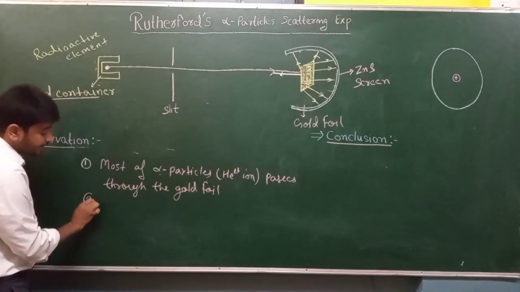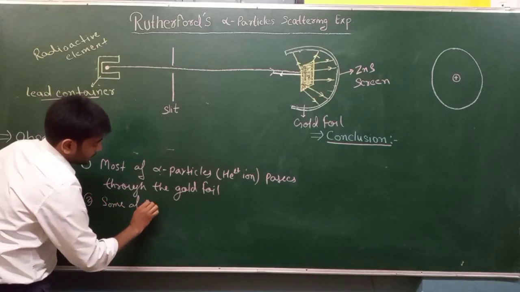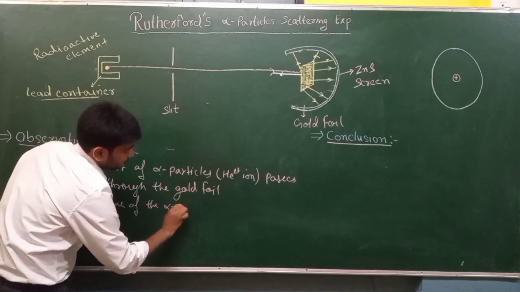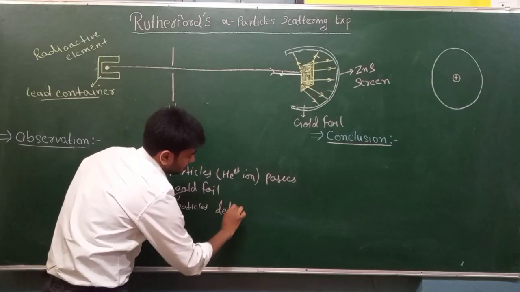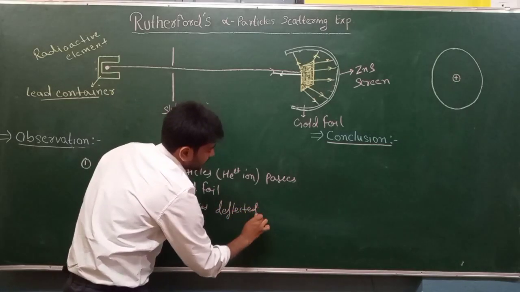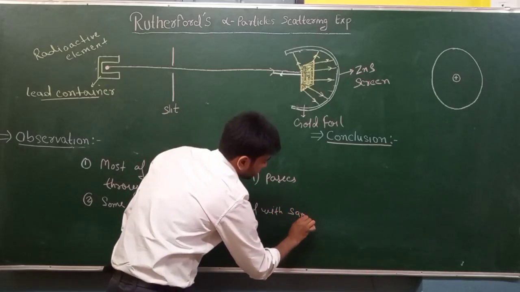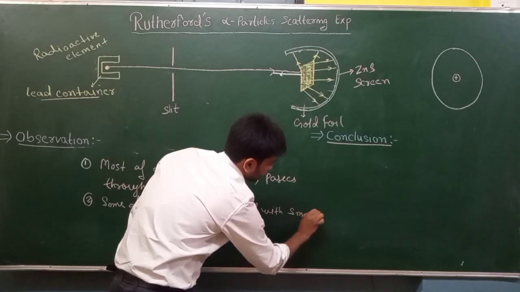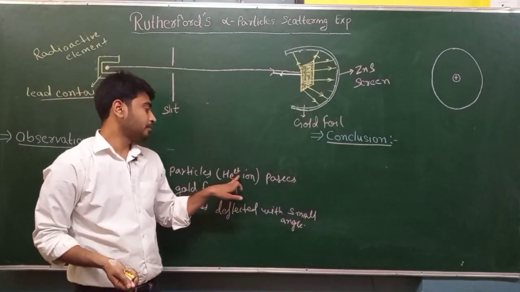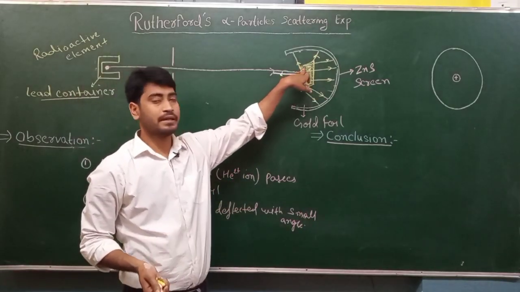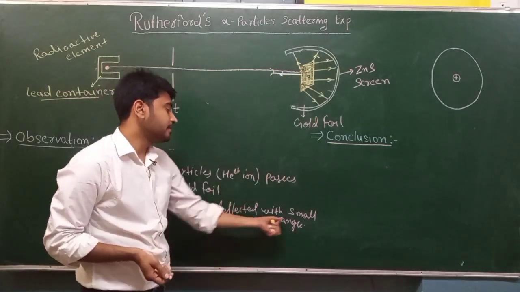Okay, then the second observation is that some of the alpha particles are deflected with a small angle. Because the alpha particles are positively charged, and we know that like charges repel each other, the alpha particles are deflected with a small angle.